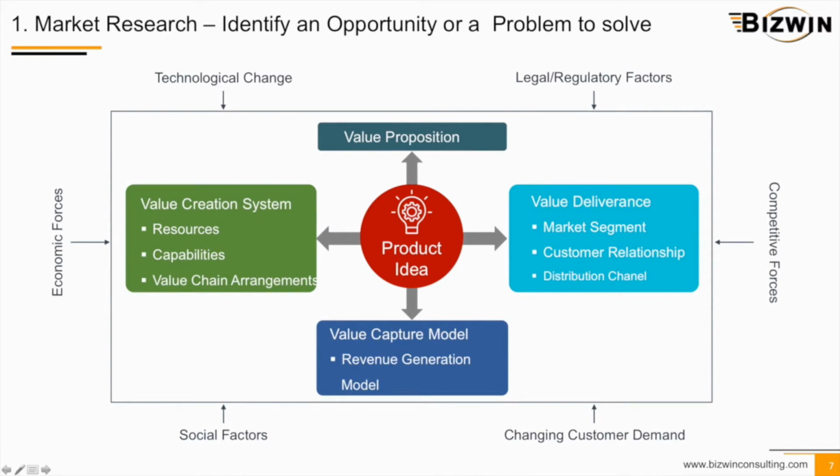Third is that you have to be very clear about how you are capturing the value through your revenue generation model and the cost structure. And fourth is how you are going to deliver this value in terms of market segment, customer relationship, distributor, channel. So these are the things which go into making the first step in the value defining and packing. You are identifying an opportunity or a problem to solve. This is how you do that. So this is step number 1 out of the 7 steps that we talked about. This is step number 1 to define and pack value into your product, solution or service.